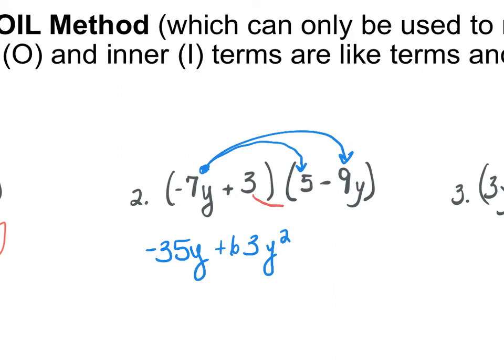Now I'm going to take the inside times the inside. Positive 3 times positive 5 is 15. And then the inside times the outer: 3 times negative 9y is negative 27y.